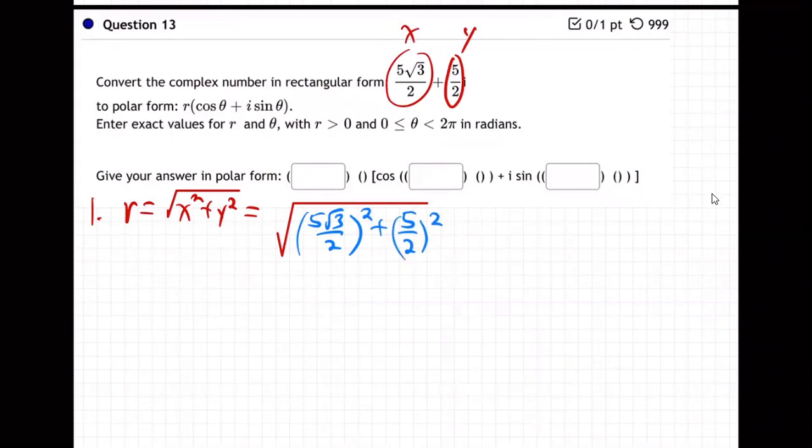Okay, now here's the key. Normally we just hit the buttons on our calculator and we could just get a decimal. But on this question, they're asking us to get exact values. That's the trick, exact values. We can't do decimals. So what are we going to do? Then we have to work it out by hand carefully.